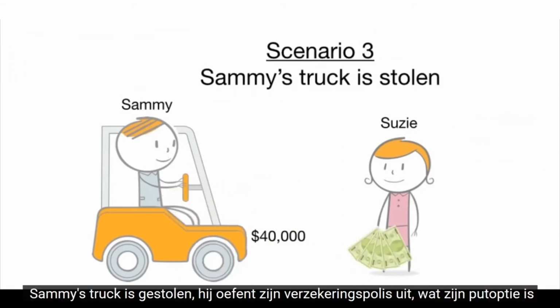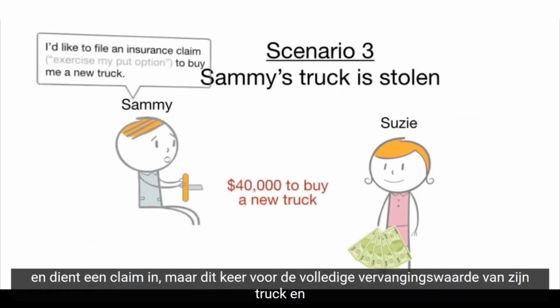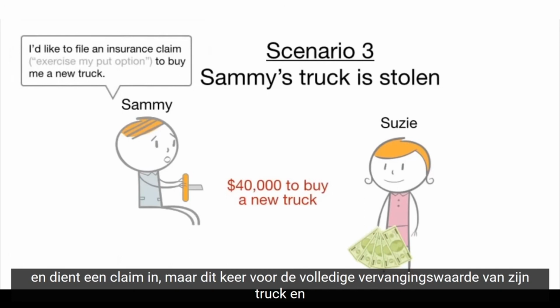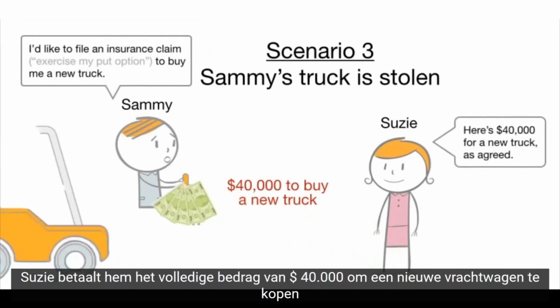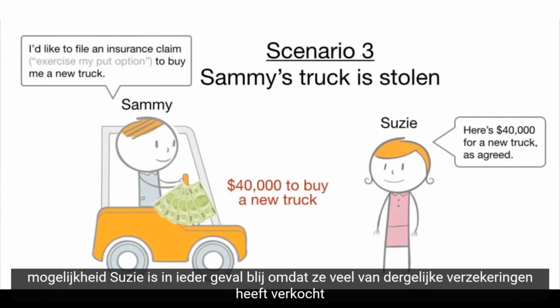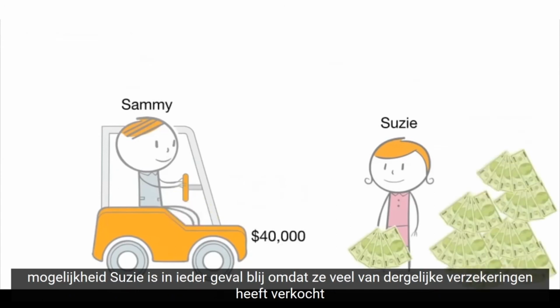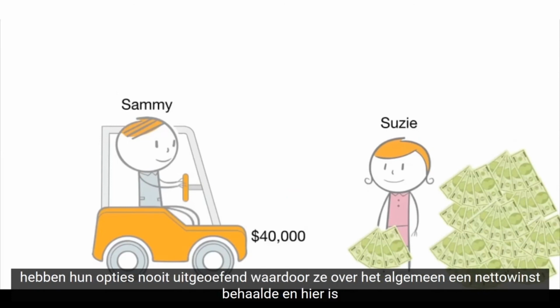In the third scenario, Sammy's truck is stolen. He exercises his insurance policy, which is his put option, and files a claim, but this time for the full replacement value of his truck. And Susie pays him the full amount of $40,000 to buy a new truck. Sammy, of course, is very happy he purchased protection for this possibility. In any case, Susie's happy because she sold many such insurance policies, different put options, to other drivers, most of which never filed a claim or never exercised their options, providing her with a net profit overall.